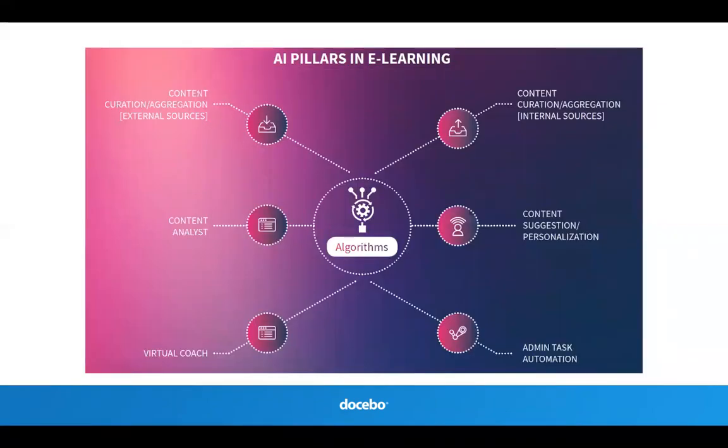So here are some of the key pillars, AI pillars, I should say, in e-learning today. Starting with the content curation aggregation engine from internal sources. That's really the algorithm used to recommend content to learners based on the makeup of that content and a learner's role within an organization. The second pillar here would be the content suggestion and personalization engine. That really takes it a step further, and that's the recommendation of content based on a learner's activity.